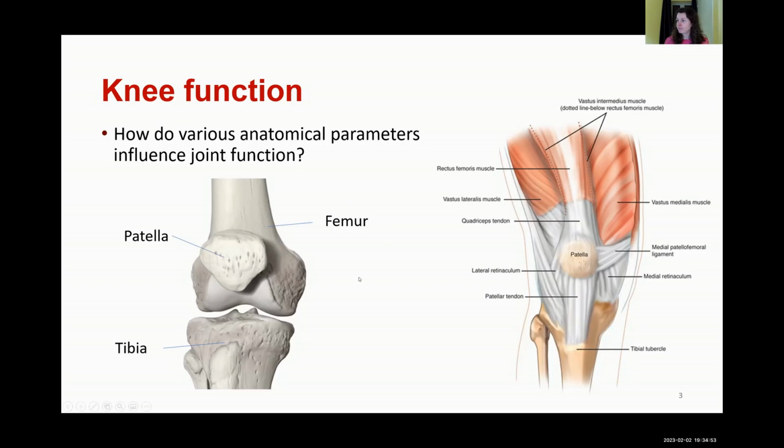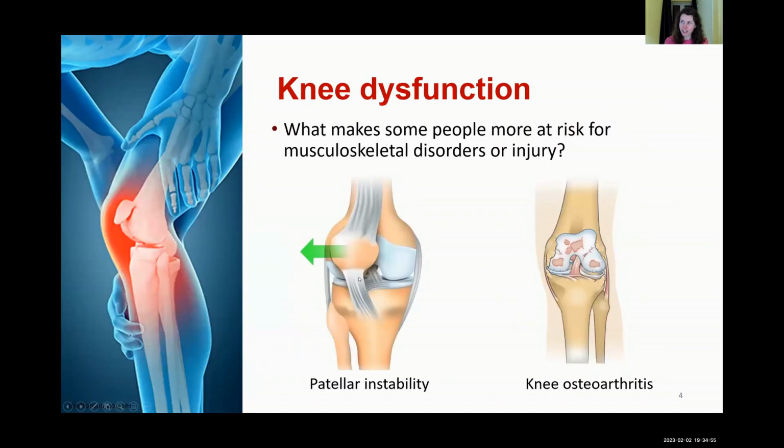So yeah, and one of the reasons why is because it's related to dysfunction, when the joint isn't working how it should. So we want to understand how these different anatomical parameters and things can increase someone's risk of getting a musculoskeletal disorder or injury.